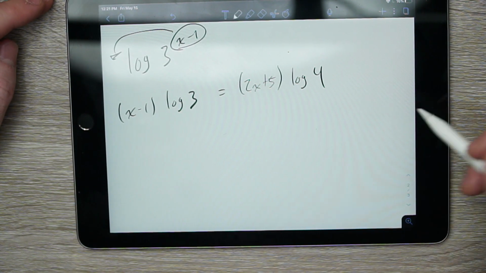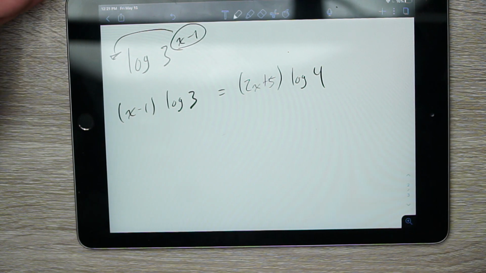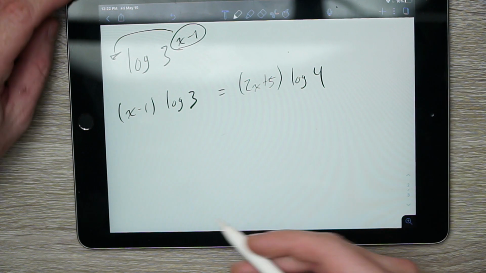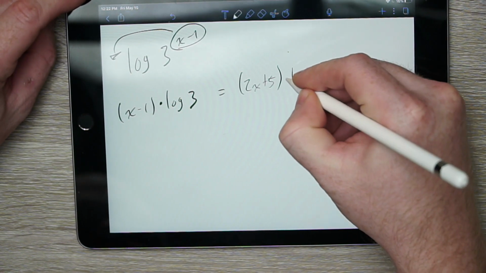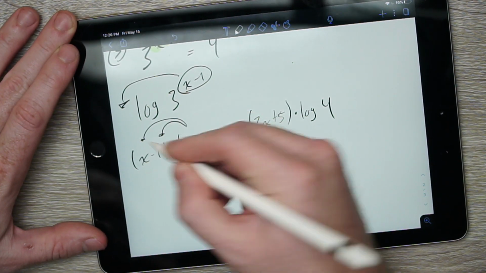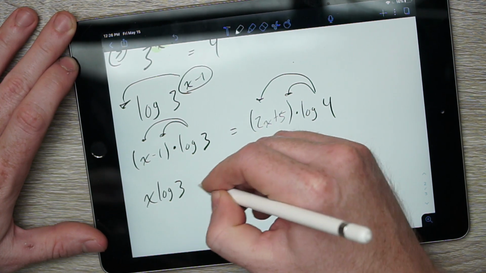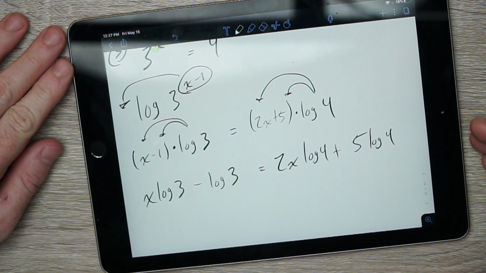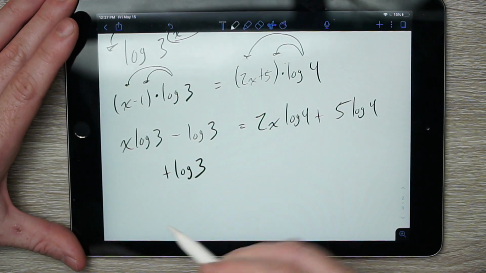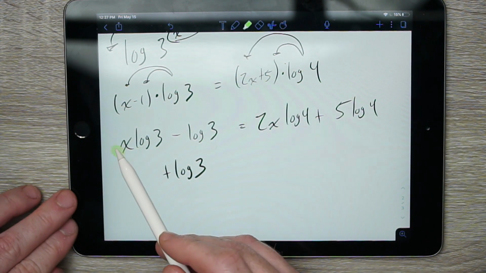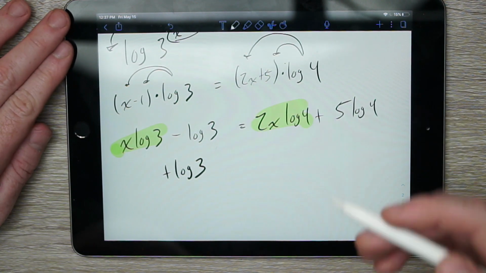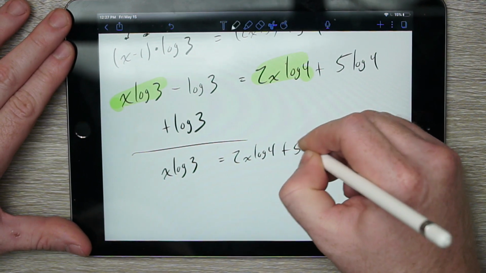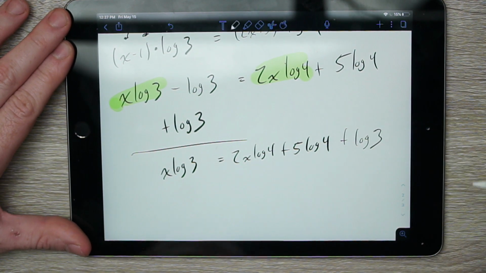So now that we've got everything in line, we can start to distribute this if we want to. In general, we're going to approach this equation the same way we do every equation. We're going to try to get x to one side, right? Okay. So let's do that. This is just multiplication between here and here, and now we're going to distribute that log 3. So then we'd have x times log 3 minus log 3 equals 2x log 4 plus 5 log 4. So what I'm going to do now is add log 3 to both sides. Again, just trying to start to bring the x's together. I'm going to try to bring that and that to one side, so I'm going to start by getting rid of that. So now we've got x log 3 equals 2x log 4 plus 5 log 4 plus log 3.